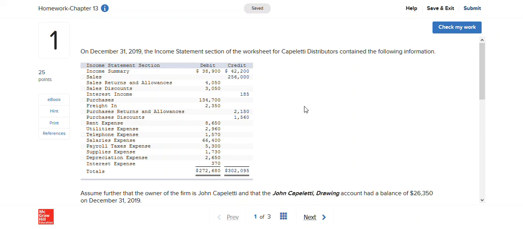Hi class. In this video we're going to look at a couple of examples that are similar to the homework for chapter 13. So this one says on December 31st, 2019, the income statement section of the worksheet for Cappelletti Distributors contains the following information.